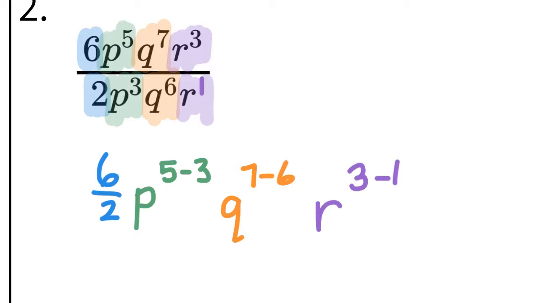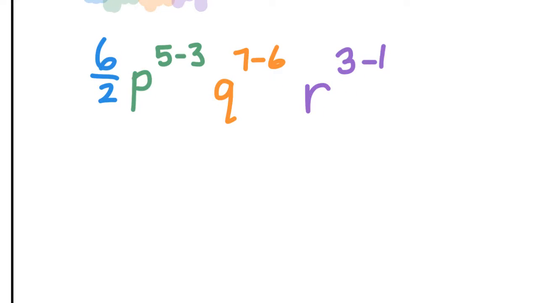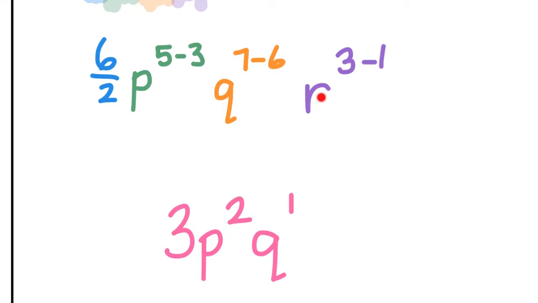So now let's just go through and simplify everything that we have. So starting with 6 divided by 2 gives me 3. And then I have p to the 5 minus 3. 5 minus 3 is 2, so that would be p to the 2nd power. Next for q, I have 7 minus 6, so that's to the 1 power. And then lastly, I have r. 3 minus 1 is 2, so that'll be r to the 2nd power.